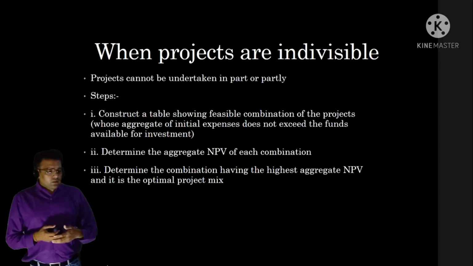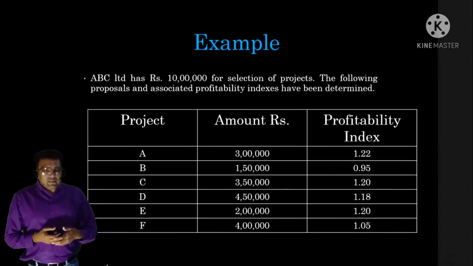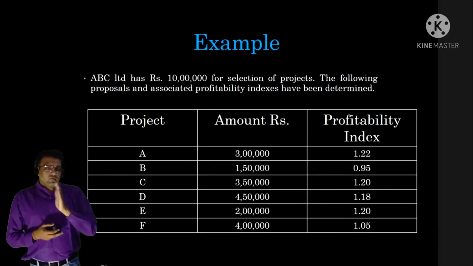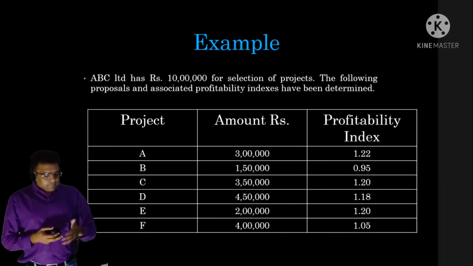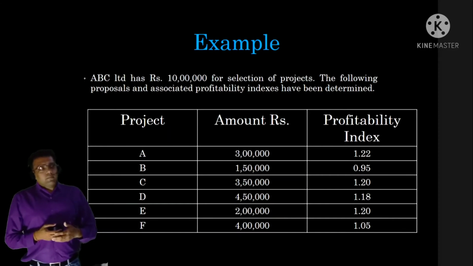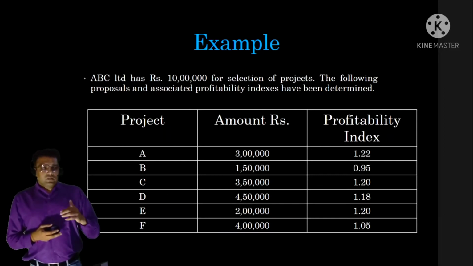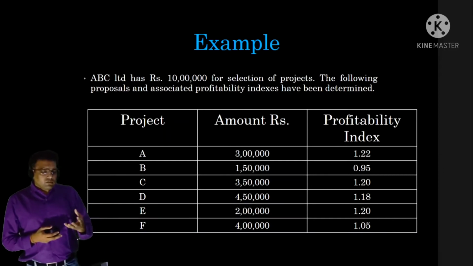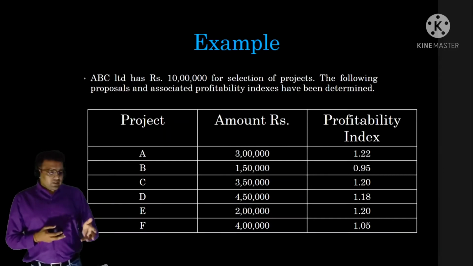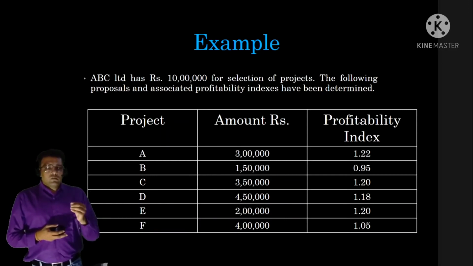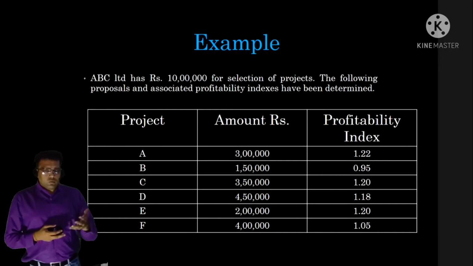So I have come up with an example where the projects are indivisible. We cannot divide the project, we have to select it in full or reject it. The company has 10 lakh rupees, and the options the company has right now are 6 projects: A, B, C, D, E, F. If the company selects all 6 projects, it requires 17 lakh rupees. But the company has limited funds, which is 10 lakh. So within this given 10 lakh rupees, we have to take a decision which project to select, what to go for.